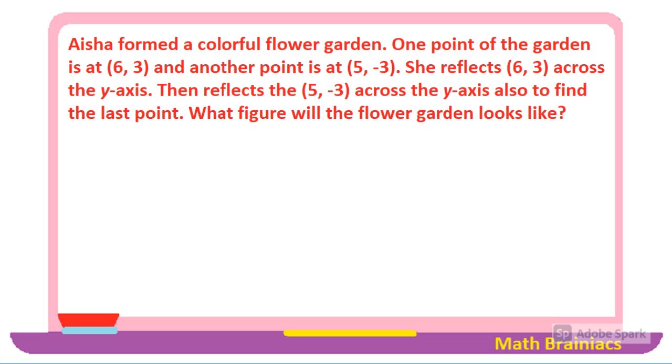Aisha formed a colorful flower garden. One point of the garden is at 6, 3, and another point is at 5 and -3. She reflects 6, 3 across the y-axis. Then she reflects 5 and -3 across the y-axis also to find the last point. What figure will the flower garden look like?